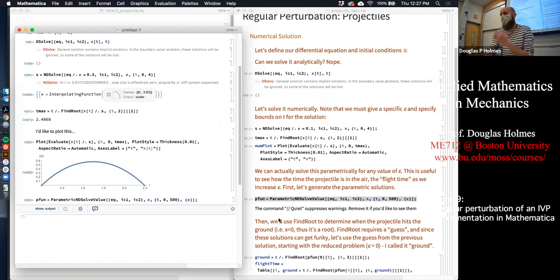We know that as we change epsilon, the ball stays up in the air higher and for longer and longer, right? So we also know that we can find out how long the ball stays up in the air by using FindRoot to identify when the value of X is equal to zero. So we'll do that here.